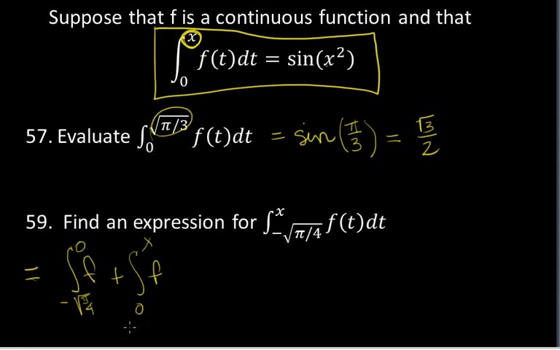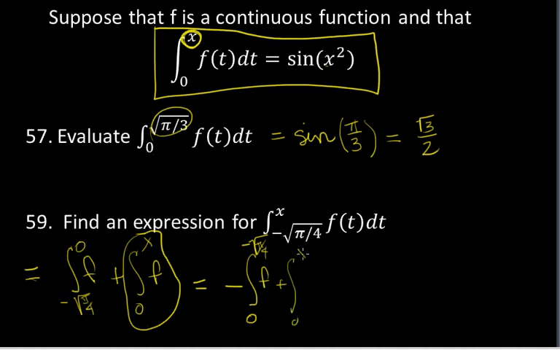That's using one property of integrals. Well, now I know what this is. That I know. That's going to be the sine of x squared. But this still is not written in the form where I can use that definition. So I'm going to rewrite that as minus the integral, I want 0 on the bottom, not the top, to minus the square root of pi over 4 of f plus the integral from 0 to x of f. So I've used two properties of integrals in order to rewrite.